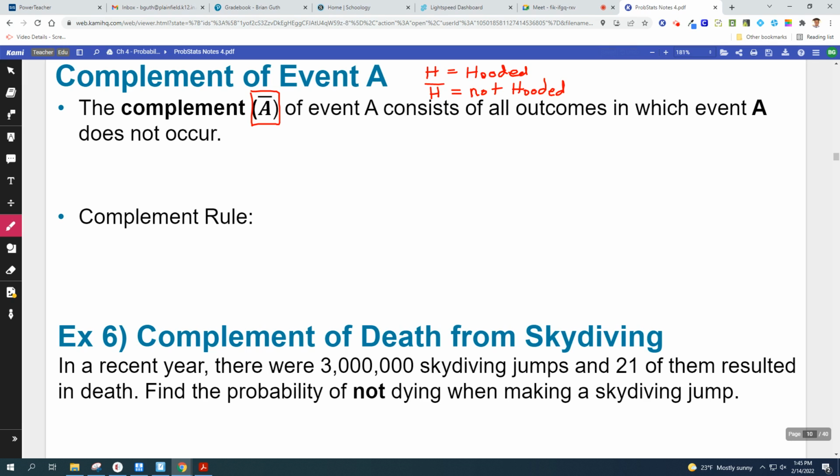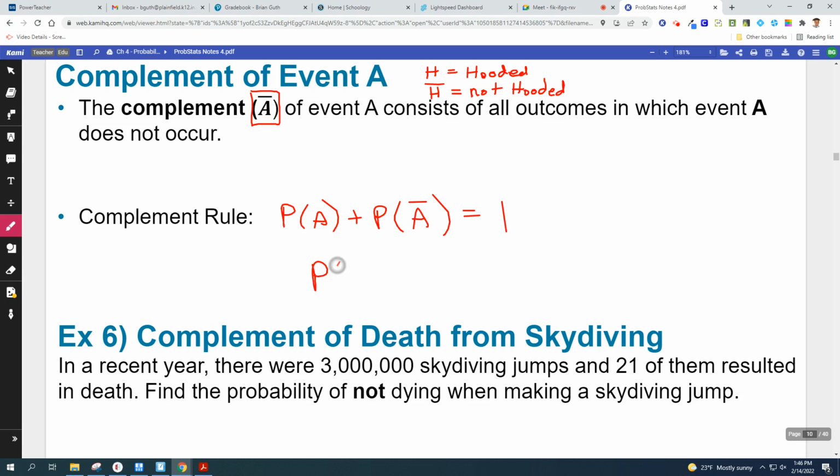Okay? Either you are or you're not, right? Either you're wearing a hooded sweatshirt or you're not wearing a hooded sweatshirt. The complement is everybody else, basically. You've got some event, and then you've got everybody else. So the complement rule says this. It says the probability of some event plus the probability of its complement is 1. And that should make perfect sense because everyone in this room should have just raised their hand. Either you are wearing a hoodie or you're not, right? We got 100% of the people. And so the probability of an event plus the probability of its complement is 1.